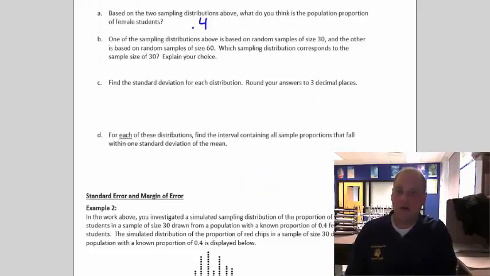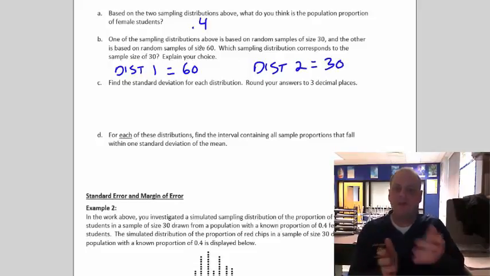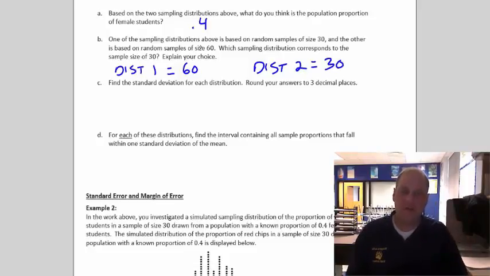Okay, so we'll say distribution 1 is 60, and distribution 2 is 30. And just explain it. You would have to explain it if they wanted you to explain it. Just exactly what we said. Larger sample size, smaller standard deviation. Find the standard deviation for each of these distributions.